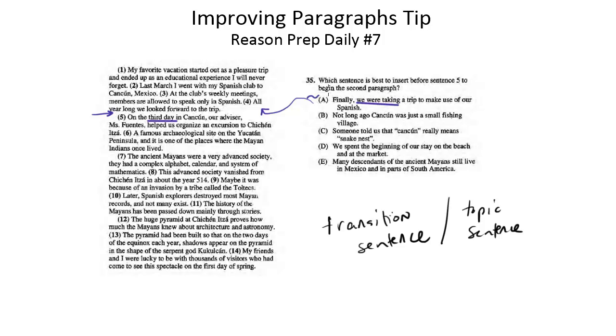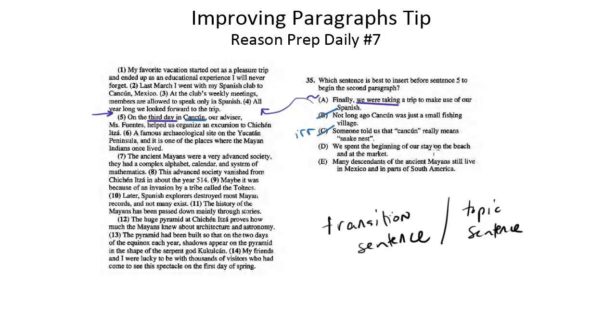B, not long ago, Cancun was just a small fishing village. Okay, this paragraph is not about Cancun as a whole, right? They certainly mention Cancun in this sentence right here, but that's just to say that they were already in Cancun at the time. So if this paragraph were about Cancun, like the history of it, then maybe a sentence like this would work, but it's just not really relevant. It doesn't connect the paragraphs, and it doesn't act as a topic sentence. C, someone told us that Cancun really means snake nest. Again, totally irrelevant. I mean, a nice little fact perhaps, but as the opening sentence of a paragraph, not really.